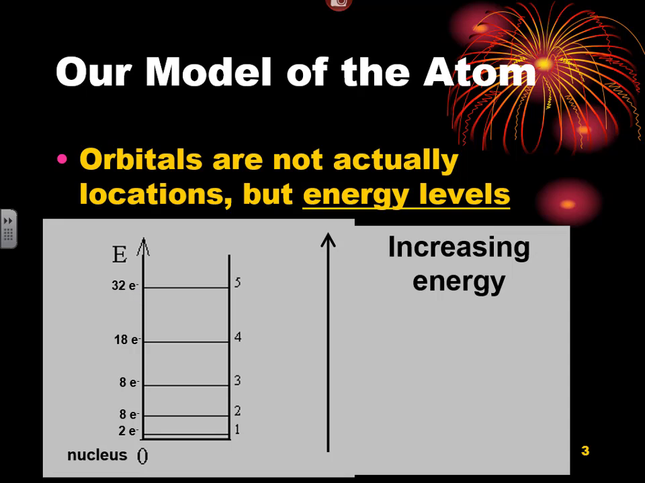Yeah. And as you get further away from the nucleus, by the time you get to energy level 5, the electrons at energy level 5 have a lot more energy than those at energy level 1. So those rings represent amounts of energy. The further away you are from the nucleus, the more energy those electrons have.